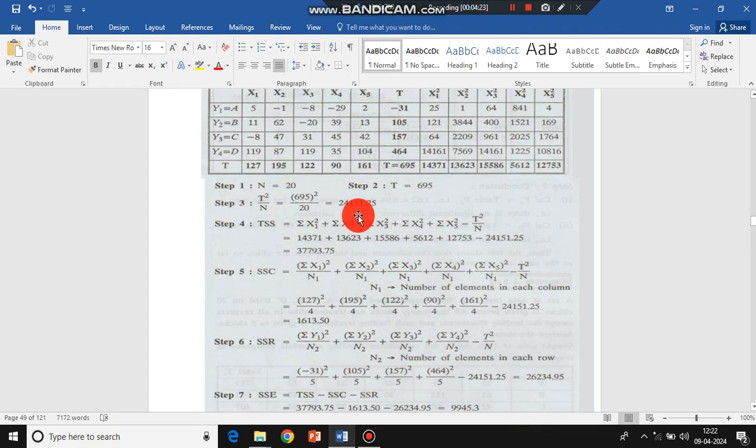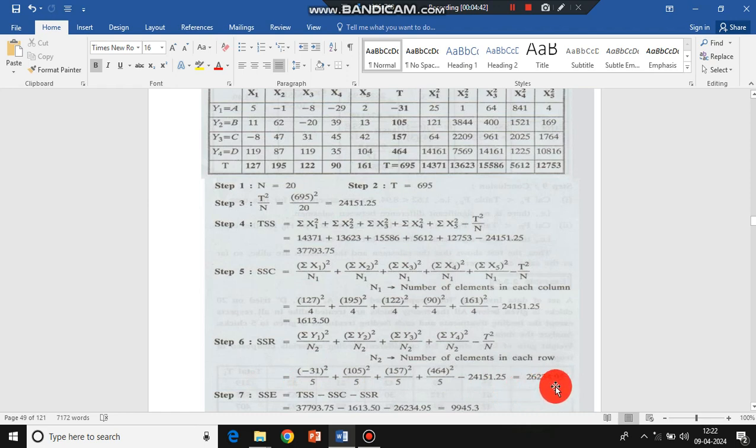T squared by n is 24151.25. You simplify them, you will get 26,234.95. Okay, so that's what we get there.